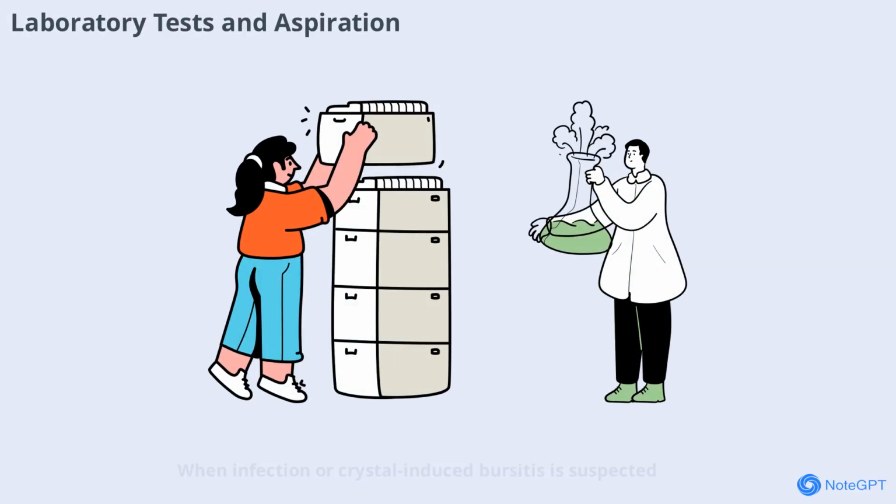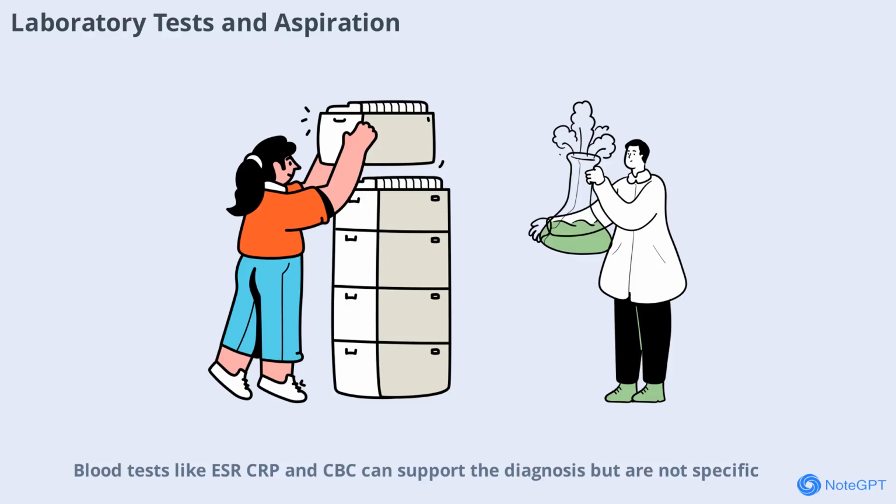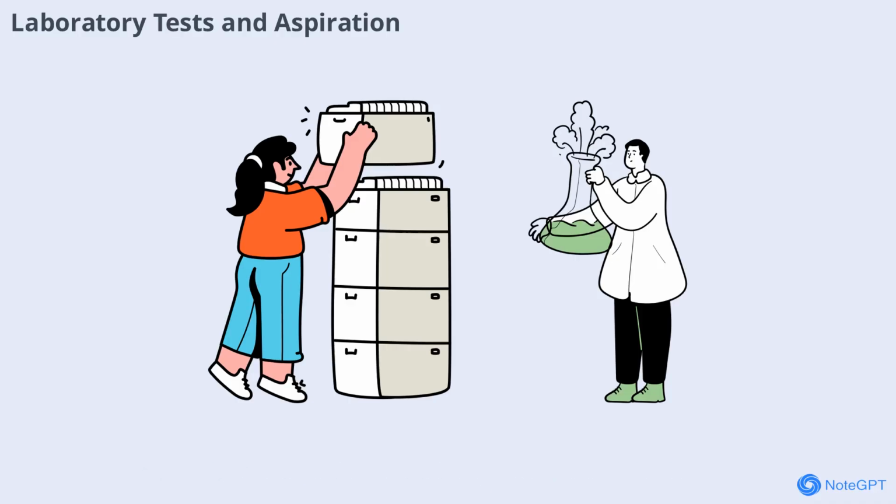If infection or crystal-induced bursitis is suspected, aspiration of bursal fluid is necessary. The fluid is analyzed for white blood cells, Gram stain, culture, and crystals. Blood tests like ESR, CRP, and CBC can support the diagnosis but are not specific. Aspiration not only aids diagnosis but can also provide immediate symptom relief, especially in cases of significant swelling or suspected infection.